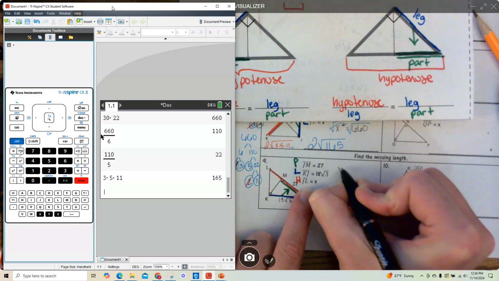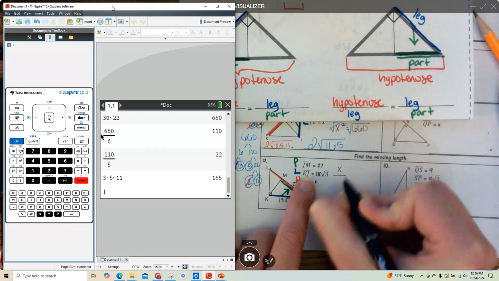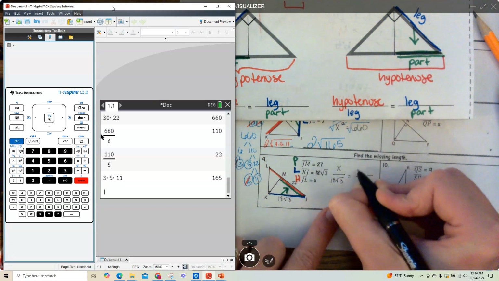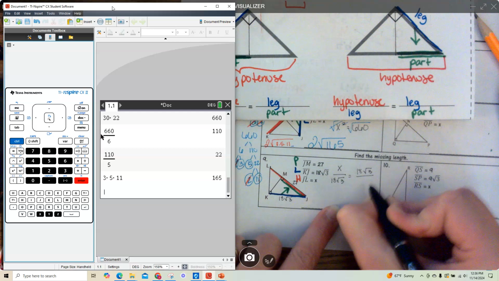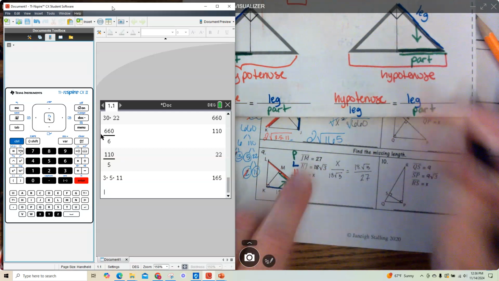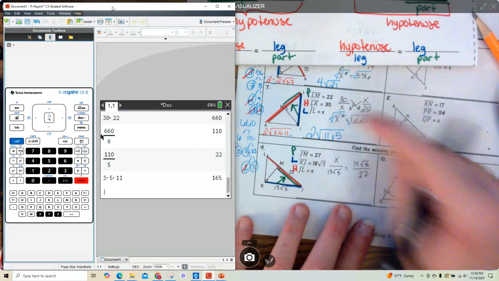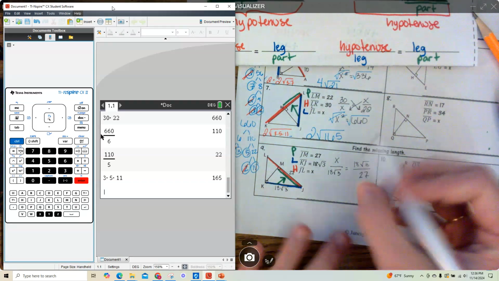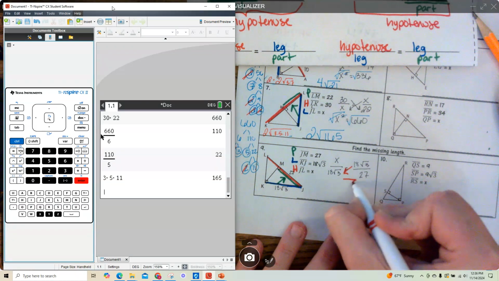All right, so hypotenuse over leg, and then the leg goes up here, and then the part. So now we've had, see how we've had 2 X's in all of these? Now we don't have that. Guess what we can do at this point? If we've only got 1 X, you can cross multiply and divide.